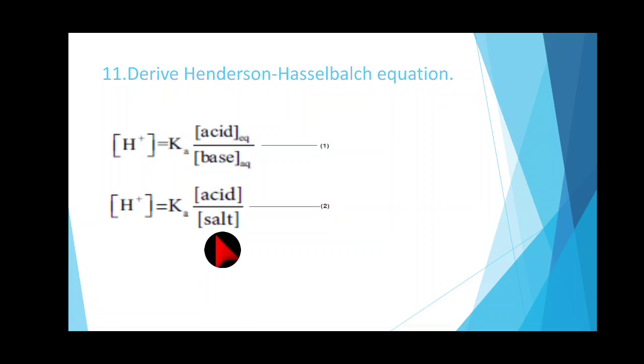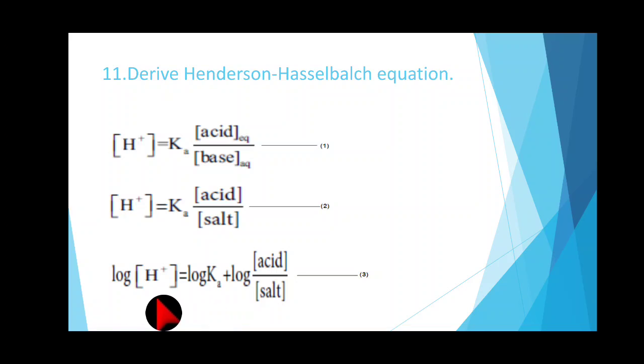Next step, the base turns to salt. So H plus concentration equal to Ka, acid concentration divided by salt concentration. The concentration of conjugate base CH3COO minus is nearly equal to the initial concentration of the added salt. That's why the base CH3COO minus, the conjugate base, turns to salt.